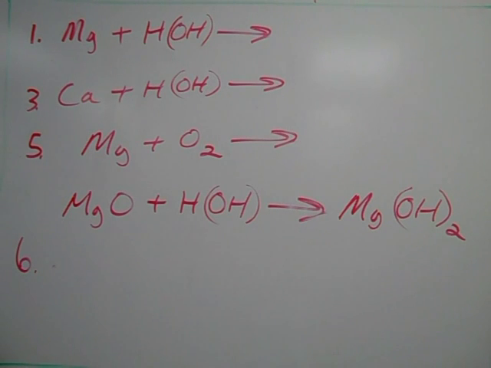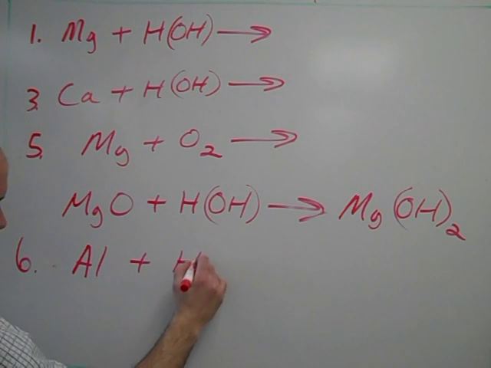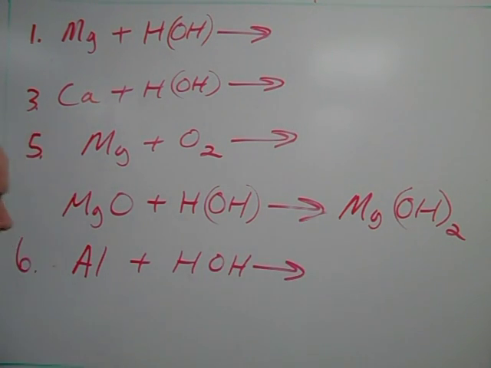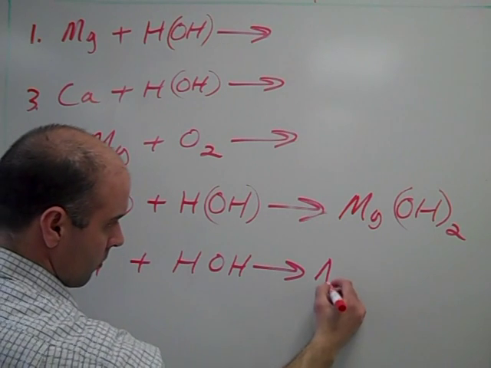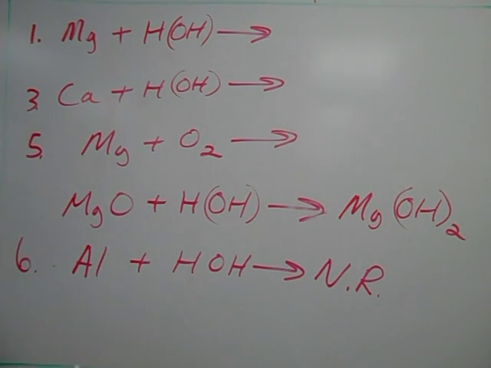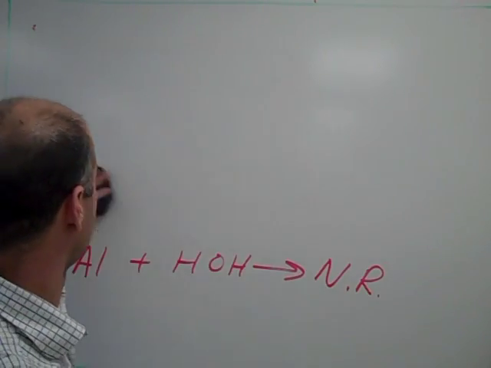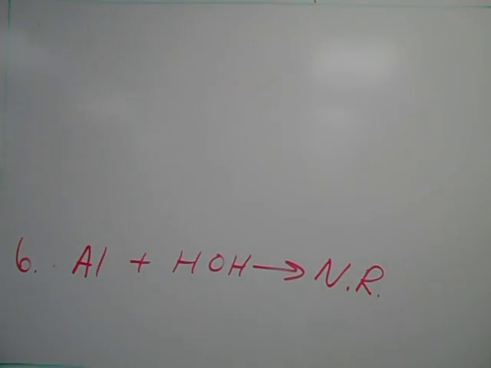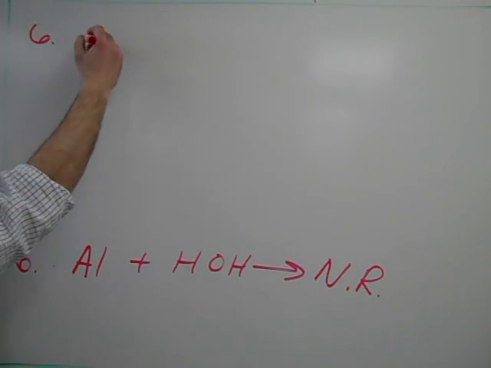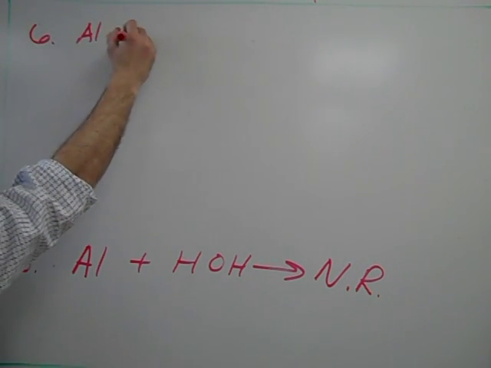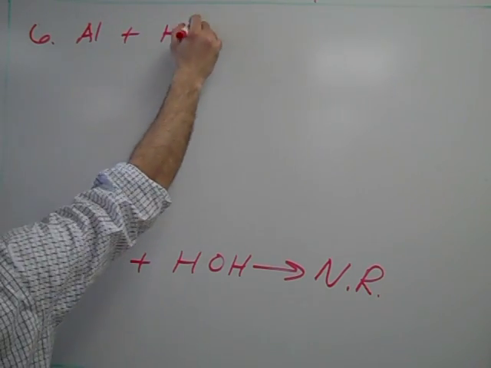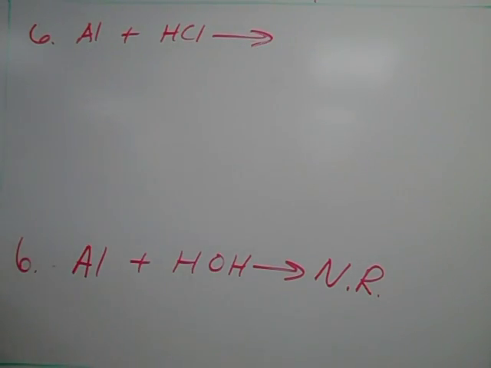For number 6, we are reacting aluminum foil and water. In this instance, there was no reaction. And so then we took some aluminum foil and we reacted it with HCl. That indeed did react.